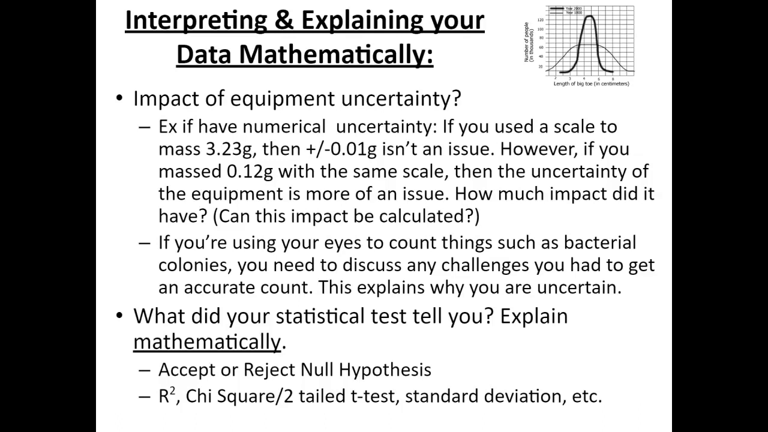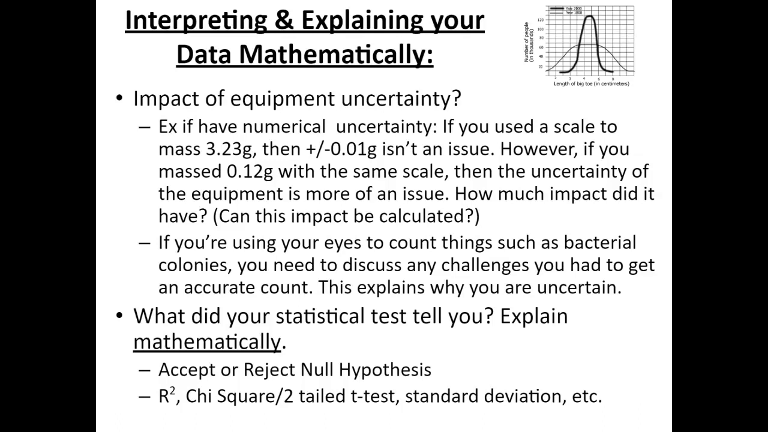If you are using your eyes to count things like bacterial colonies, then although you won't have numerical uncertainty, it doesn't mean you don't have uncertainty in your final count. So you would need to talk about that. What are some things that occurred in the lab that made it difficult for you to count the bacterial colonies, and why does that lead you to be uncertain in your count? Okay, so again, you do have to still explain uncertainty even when your eyes are the actual equipment.